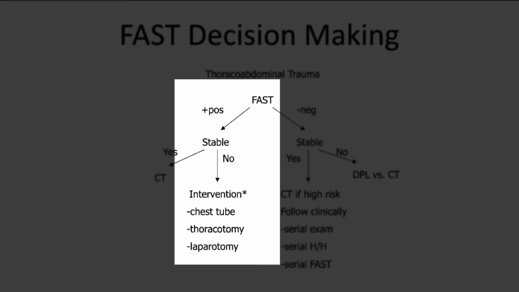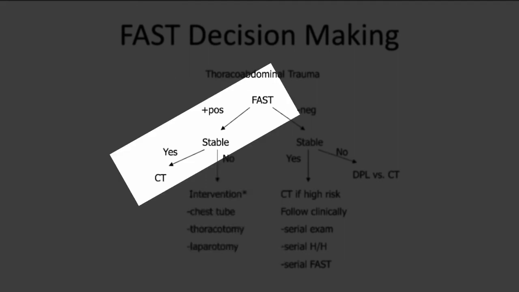If we have a positive FAST and the patient's unstable, then there's probably an intervention they need: chest tube, thoracotomy, laparotomy, maybe a temporizing pericardiocentesis. But if they have a positive FAST and they're stable, then they can go on to further workup and imaging, but they're going to move up the list. You're going to direct more resources in their direction.